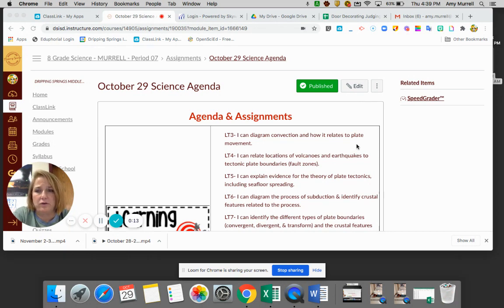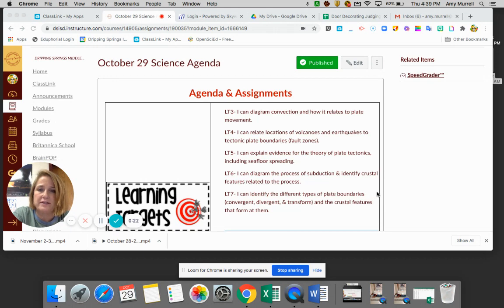We have continued our study of plate boundaries and plate interactions. So let's take a look real quickly at our learning targets.